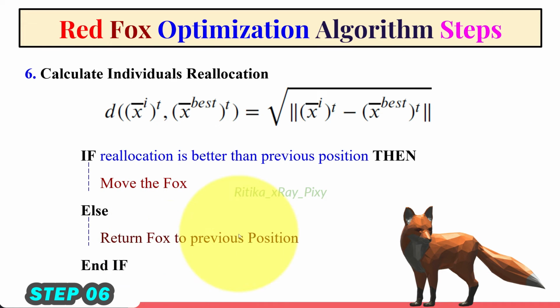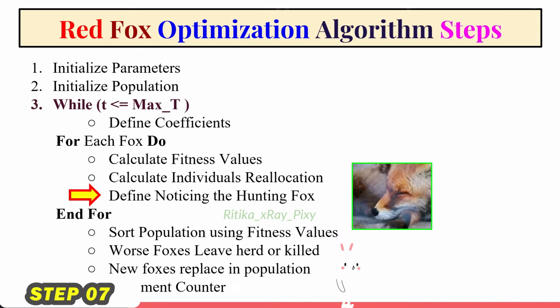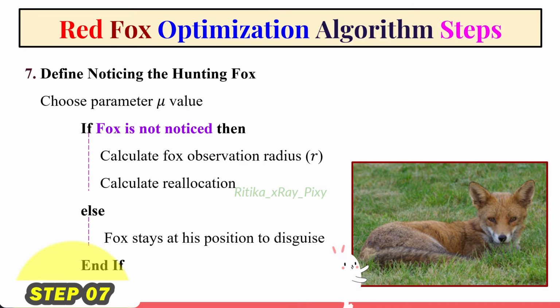In real life, when they are searching for food, sometimes they come home without food when the hunt is not successful. So here this is simulated. After that we will define the noticing of the hunting fox. Now here we have another scenario. Suppose a red fox is hunting a target. What if the red fox is noticed by the target that it is going to attack? So here this behavior is simulated.